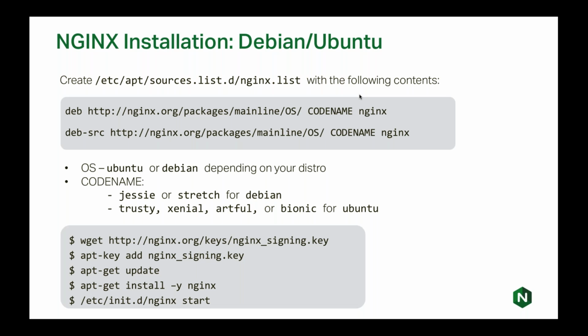So once you enter that into the file, you're going to go ahead and save it. And the next thing you're going to do, covered in the bottom gray box, is get the nginx signing key. You're just going to use wget to get that, and then do apt-key add nginx_signing.key. That'll add in the nginx signing key so that you can access our repo.